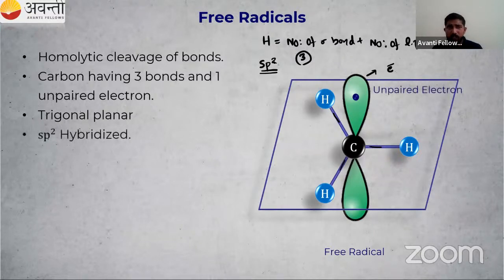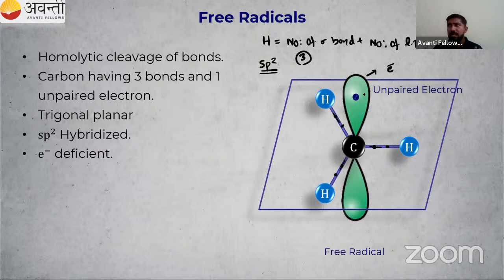Okay, then some more points about this one, sp2 hybridized. We have found the hybridization using our rule. Then it is electron deficient. So look here, there are 2 electrons here, also 2 electrons here, also 2 electrons, then one unpaired electron. Count the number. So the octet is not complete, so it is electron deficient.